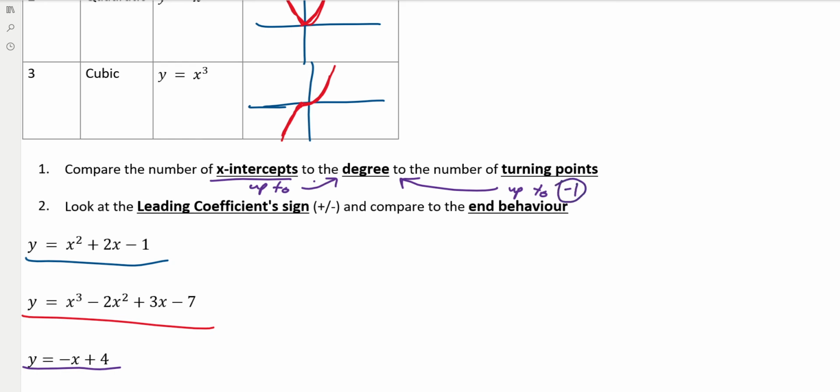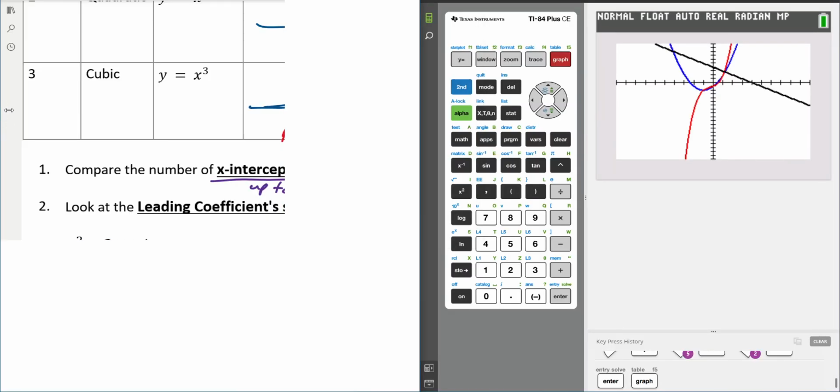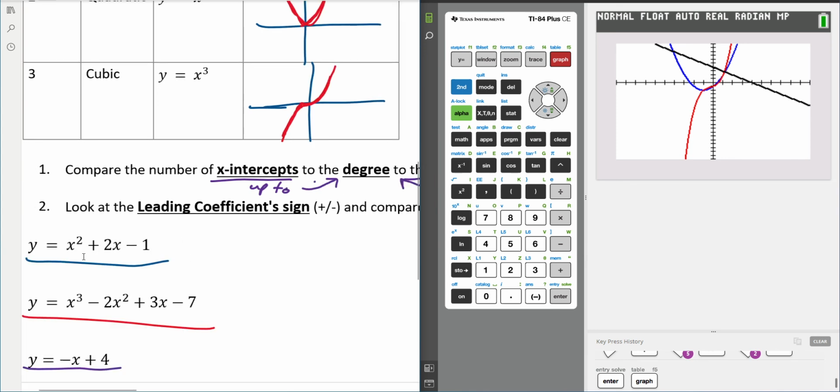Okay. And leading coefficients always tell us the end behavior. So if you look back at our graphs here, you can see that our first one here in blue goes up to the right because it's got a positive value. You can see that our red one here goes up to the right because it has a positive value. And you can see our black one goes down to the right because it has a negative value.